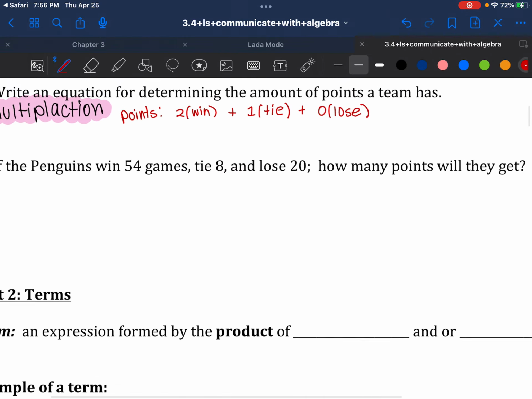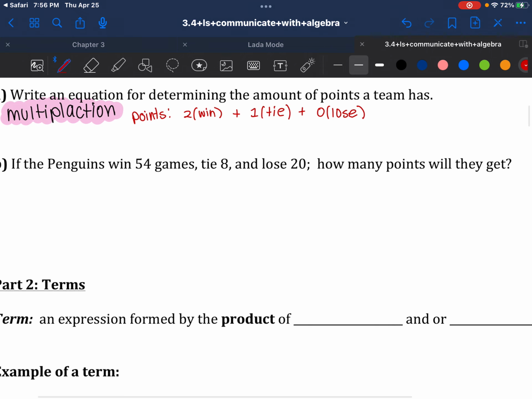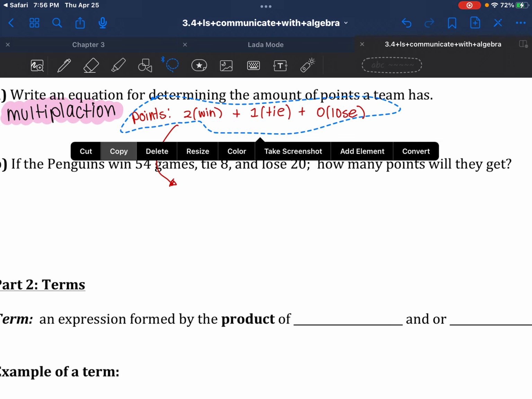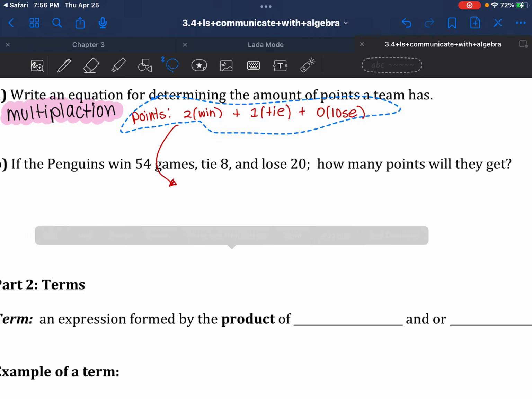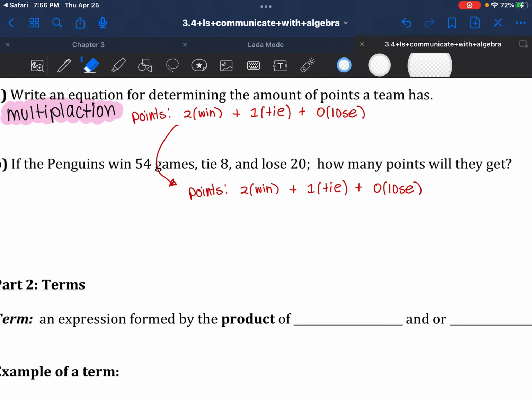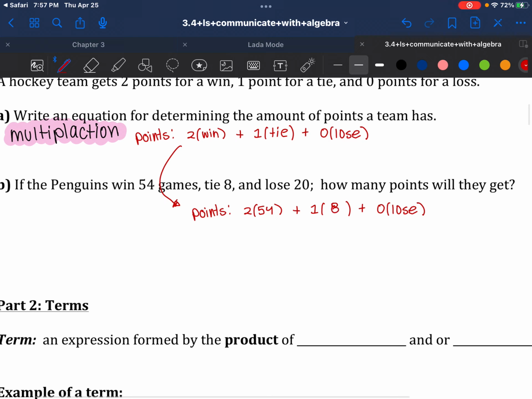So the Penguins win 54 games, tie 8, and lose 20. How many points will they get? So we can just put this into here. We can copy this and then put that here. Now, how many did they win? 54. How many did they tie? 8. And how many did they lose? 20.